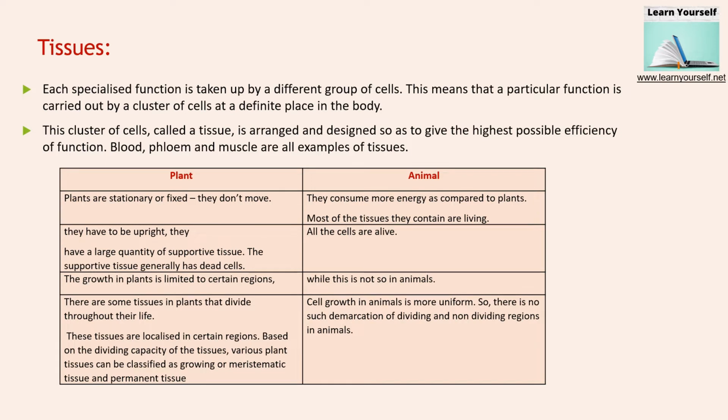Each specialized function is taken up by a different group of cells. In Chapter 5, we have already learned about the cell and the group of cells. So tissues are basically groups of cells which perform the same function. This means that a particular function is carried out by a cluster of cells at a definite place in the body. Many cells come together and perform the same function, so that's why they are called tissue.